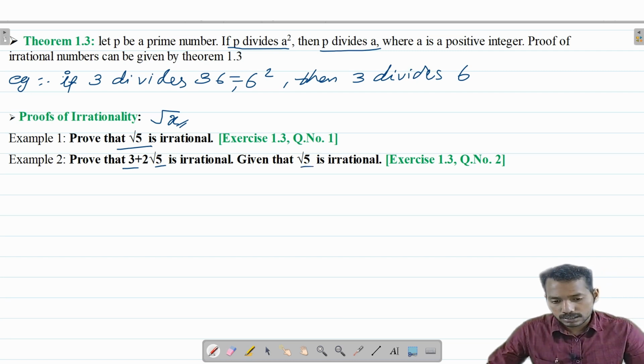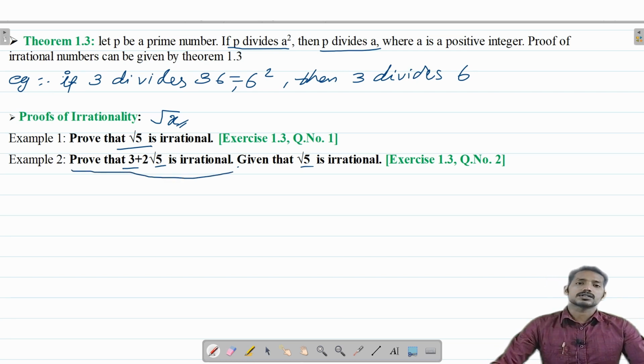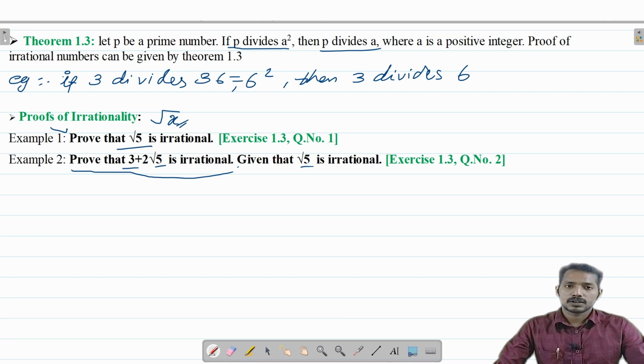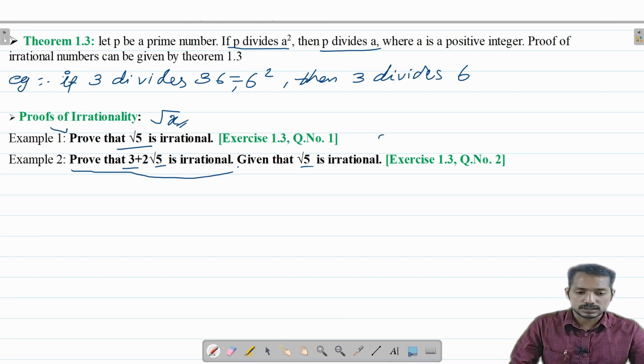In your textbook the statement is given only like this: prove that 3 plus 2 root 5 is irrational. But in the examination the question may be asked like: prove that 3 plus 2 root 5 is irrational, given root 5 is irrational. There are two major questions. Either of these questions may be asked in a board examination. For the first category we are going to take the help of theorem 1.3. And the method we are going to use is the contradiction method.